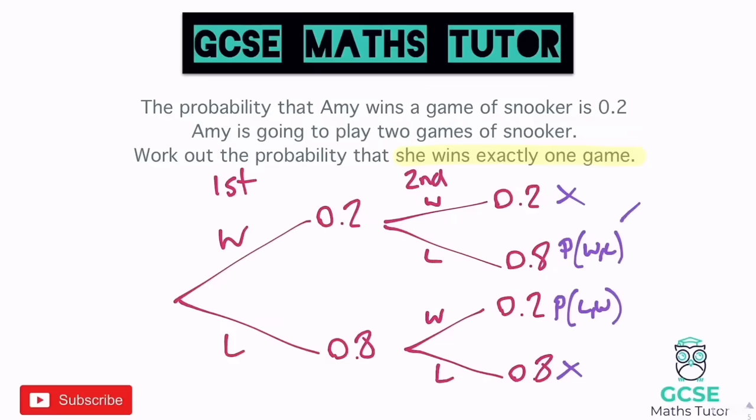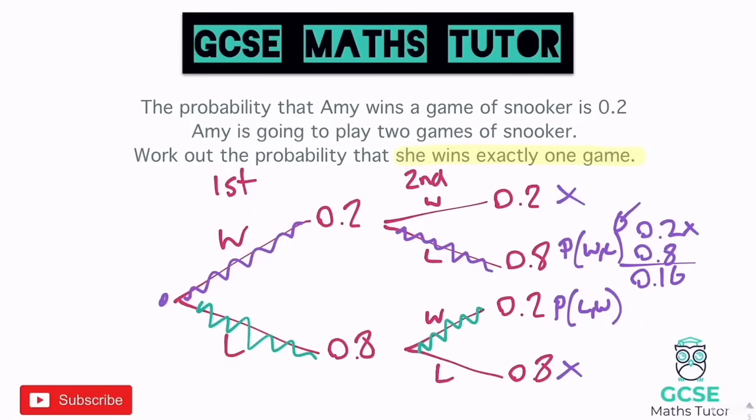So to get to this second branch here, if we go to the start, we go up through the win, and down through the loss. So that's 0.2 multiplied by 0.8. And 0.2 times 0.8 is 0.16. Looking at the second option there, she could lose and then win. And that just goes through 0.8 multiplied by 0.2, which gives us the same answer there of 0.16.